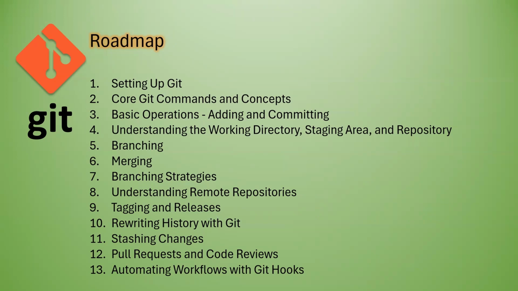Then understanding the remote repository, tagging and releases, rewriting the history with Git, stashing changes, pull requests, and automating workflows with Git hooks. Git hooks is the main one because this is the one that will trigger your entire pipeline whenever a commit happens to one of the repositories. So this entire thing will be covered in this series.